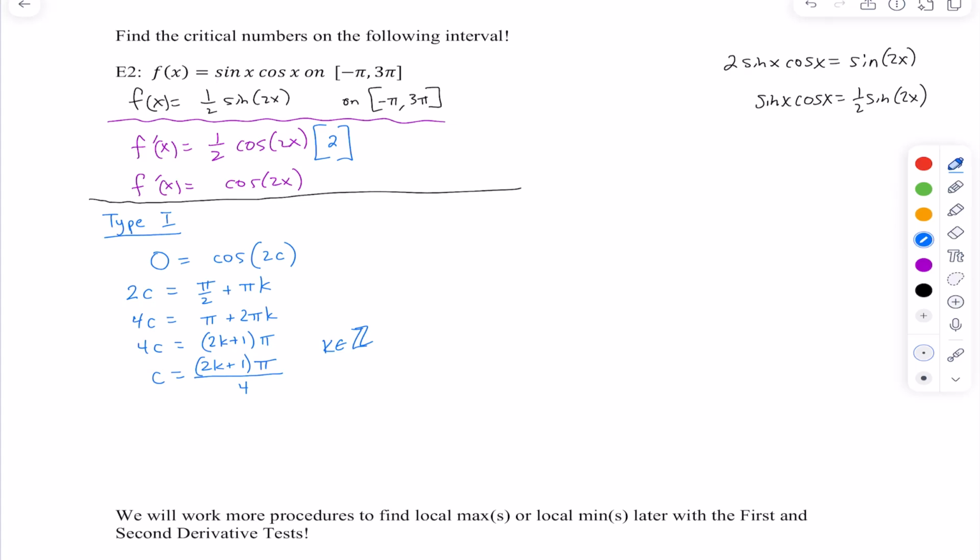So the first integer that will work looks like it's going to be k equals -2. So with k equals -2, we're going to have a critical number. And that critical number is -3 pi over 4. And when you do the next integer, which is k equals -1, we get c sub 2, which is equal to -pi over 4. And so on and so forth.